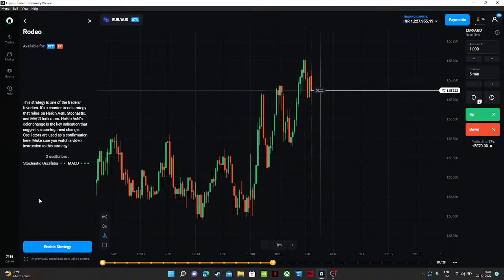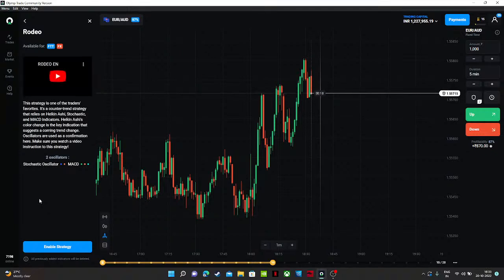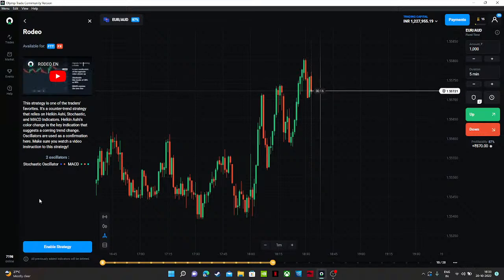Rodeo strategy is one of the traders' favorites. As I told you, it is also my personal favorite. It is a counter trend strategy that relies on Heikin-Ashi candles. We will be using Heikin-Ashi candles here, and stochastic and MACD indicators. So Heikin-Ashi's color change is the key indication.